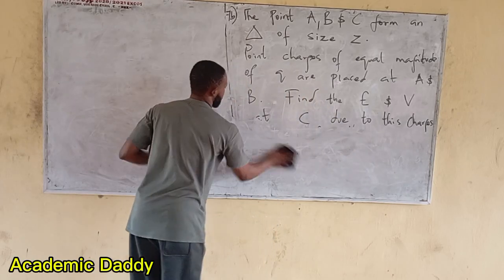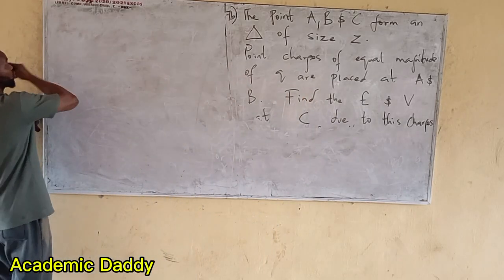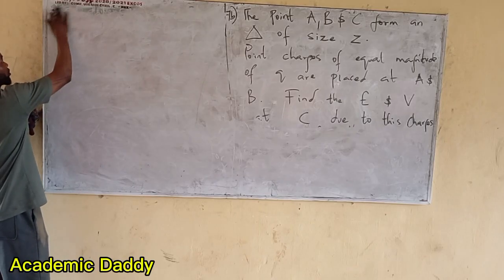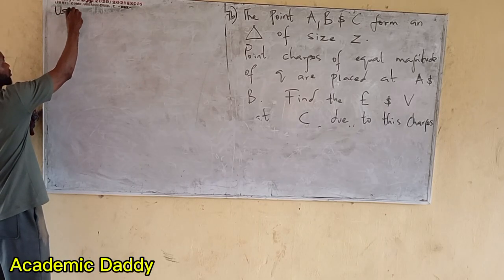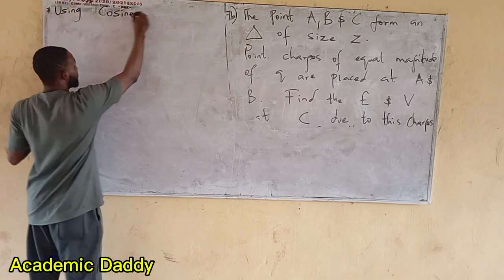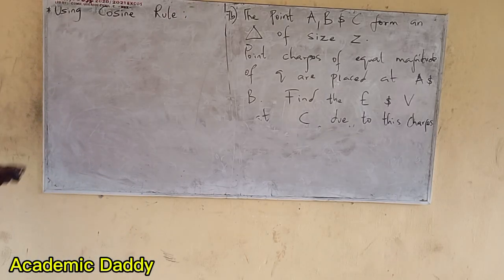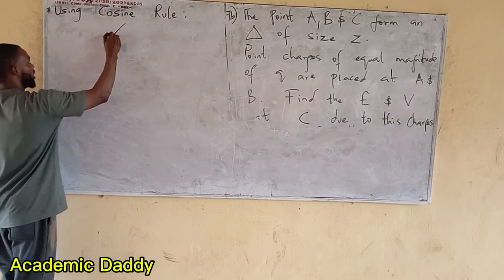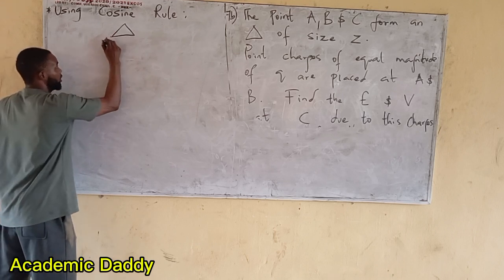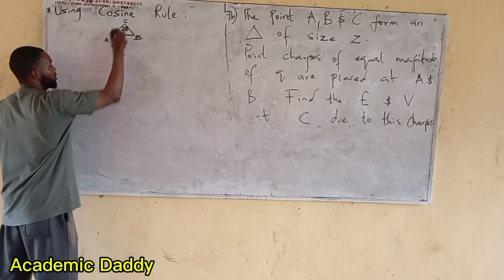So, I am considering case 1 to find the electric field in case 1. I'm going to be using the cosine rule. It's a triangle, and I have my triangle to be A, B, and C. This is the angle I'm having, 60 degrees.